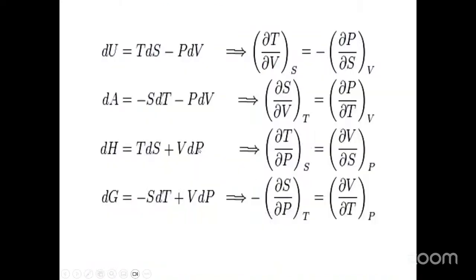Okay, so finally we will get these 4 equations. Is it understood? These are finally for U, F, H and G. These are the thermodynamic potentials, and these are the derivations of the relations of Maxwell equations. Okay?